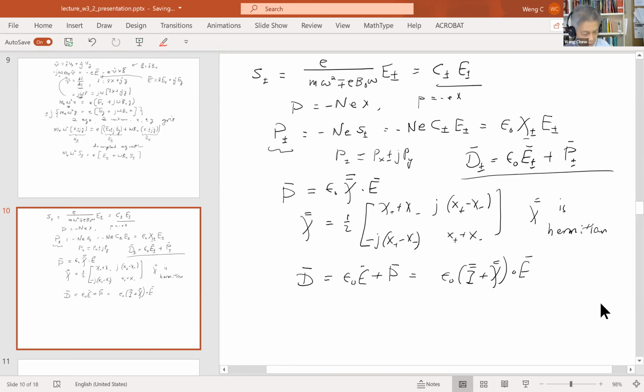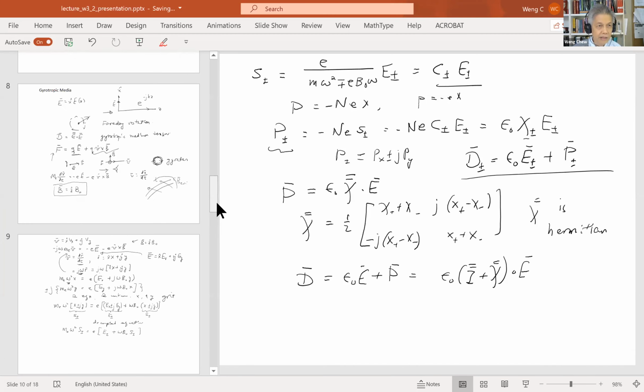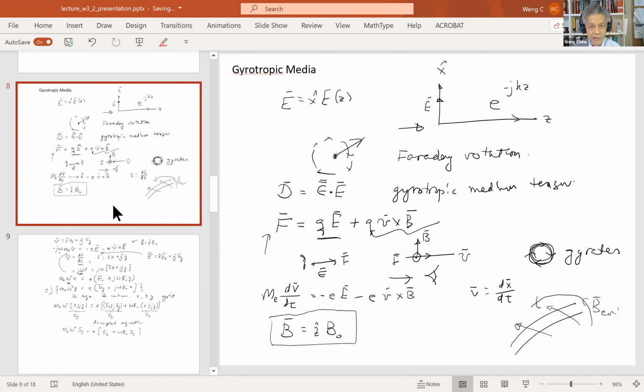Okay, the chi double bar is given to be that. Okay, any questions so far? I know the algebra is kind of long, but let me regurgitate it. So what we did was that we started out with Lorentz force law.